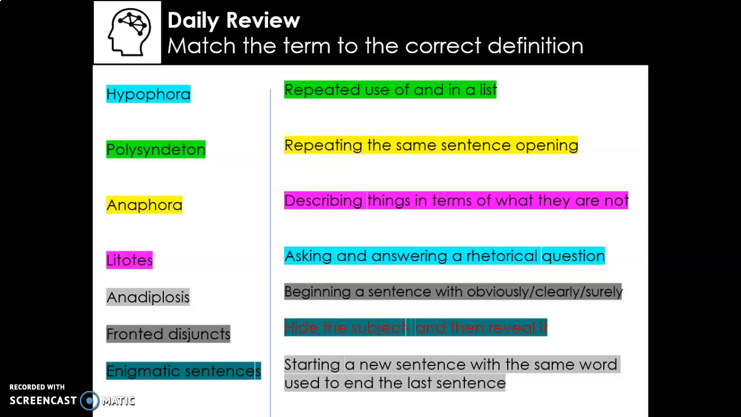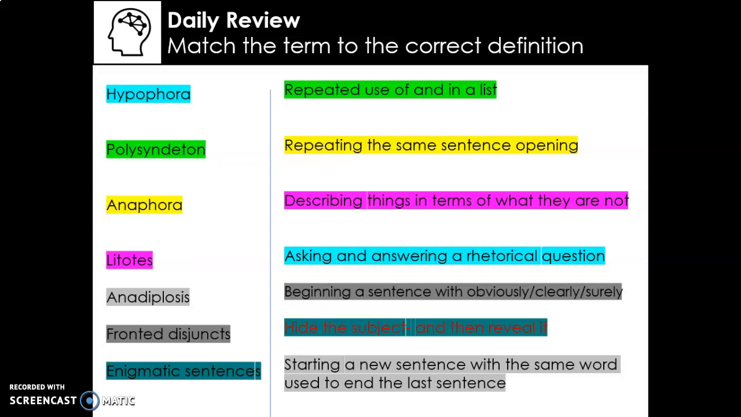So, child labour is a modern monster. Full stop. Monsters are evil, inhumane, and often of our own making. So you could break it that way. Child labour is a modern monster. Full stop. Monsters are. Yeah? Now, that's my diplosis. So I've begun my second sentence with the same word I used to end the last one. And again, it can work well.